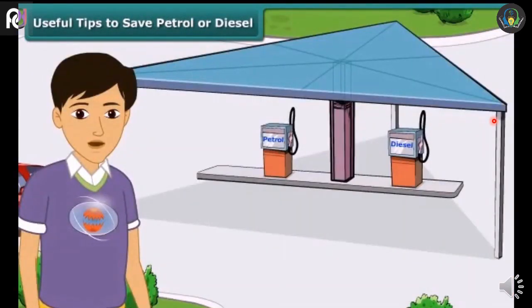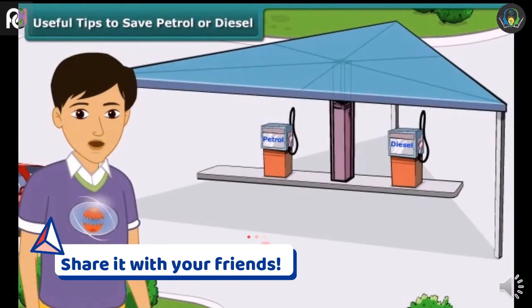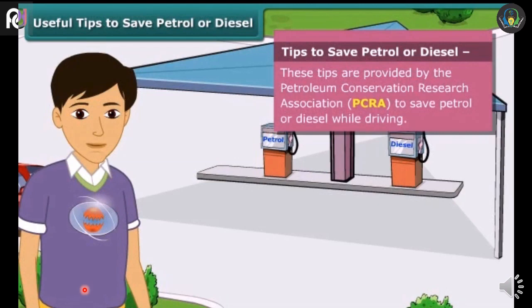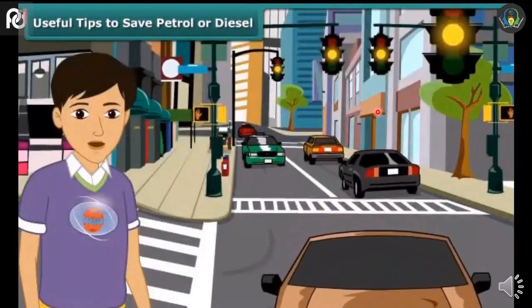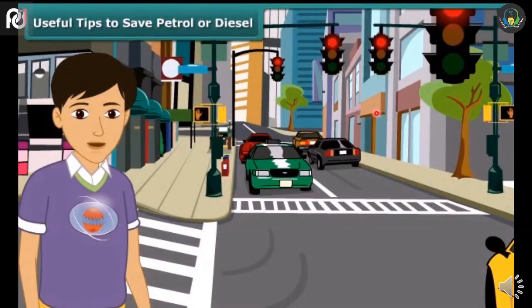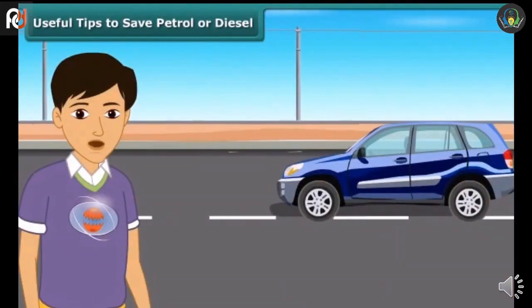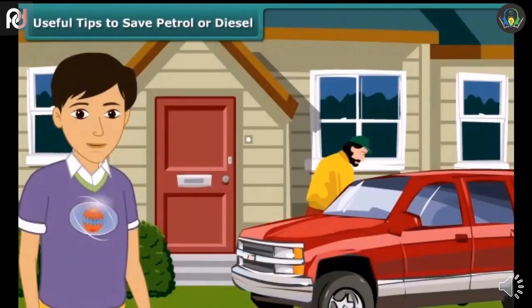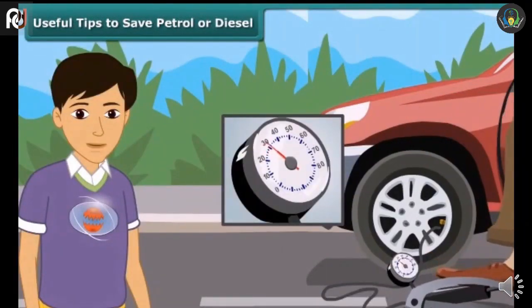Since the petroleum products and the coal products are exhaustible resources, we need to conserve them. We cannot just use them as per our choice. So here are some tips to save petrol. These tips are given by PCRA to save petrol or diesel while driving. Switching off engines when there is a traffic signal or traffic jam. Moving at a moderate or constant speed as far as possible. Having a regular maintenance check. And having a proper check of air pressure.